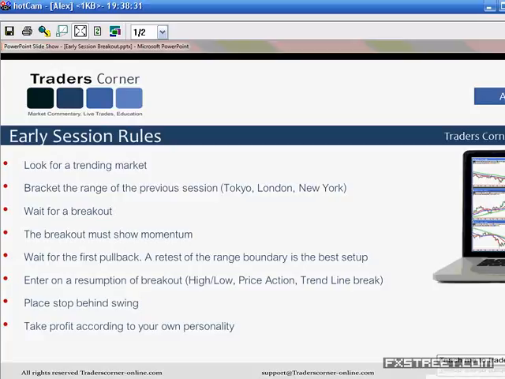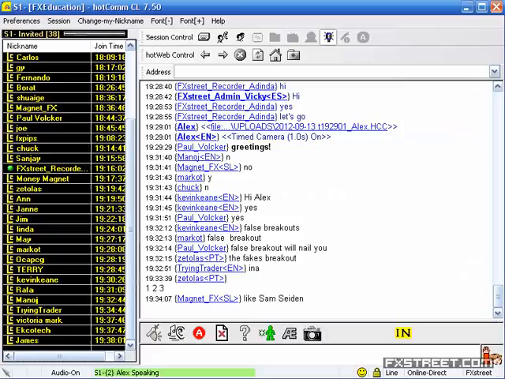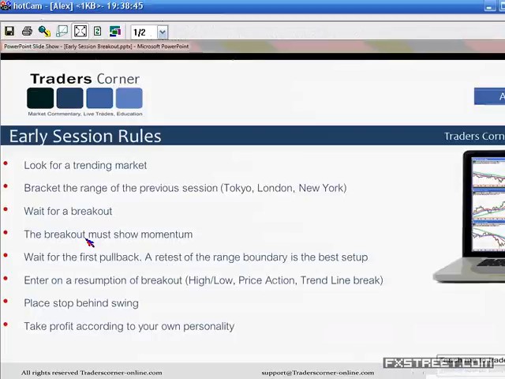And that's something, even if you don't trade this particular system, that you guys really should get on board with in any other system: you're not predicting the future, you're just reacting to the price action. So we wait for the breakout. Now, the breakout must show some sort of momentum. I'm not saying that it needs to go miles and miles away from the breakout area, but the candle leading up to the breakout must show that it has momentum in it.